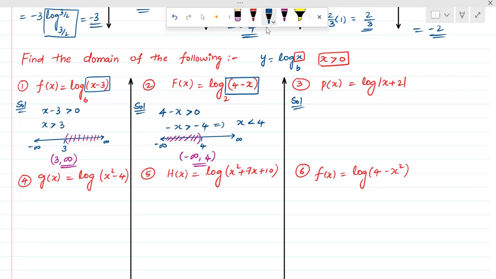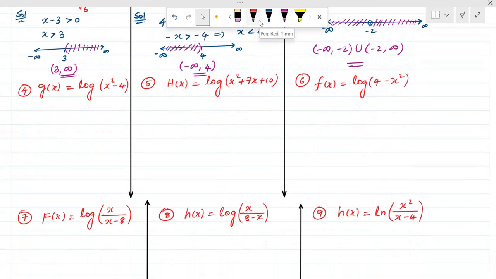So here the absolute value of x plus 2. The domain is all the real numbers except minus 2. If I substitute minus 2, the argument becomes 0. So log 0 is not possible. Therefore it must be strictly more than 0. Therefore the domain is minus infinity to minus 2 union minus 2 comma infinity, or in other terms we can say all the real line except minus 2, whenever you have an absolute value.